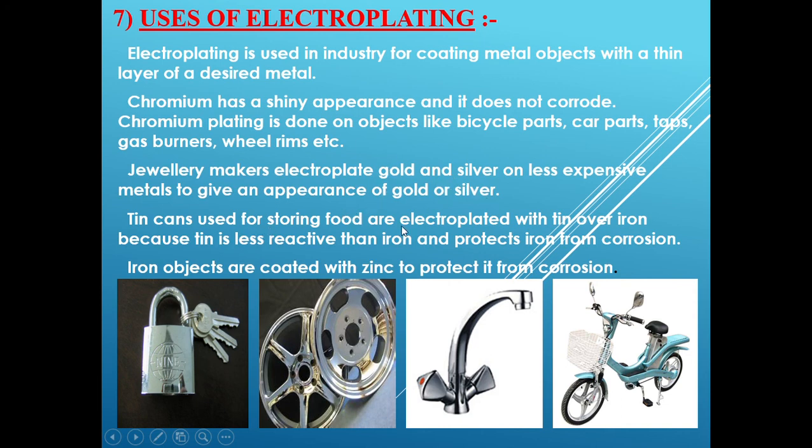Tin cans used for storing food are electroplated with tin over iron, because tin is less reactive than iron and protects iron from corrosion. What is corrosion? Corrosion is when iron reacts with the moisture outside, you find that iron gets a reddish coating of rust formation, isn't it? So that itself is corrosion. That will make the iron become weak also. So better that it is galvanized, isn't it? You know that in lower classes you have read about galvanization also. So to protect iron from corrosion, you can have another metal like tin deposited over that. Iron objects are coated with zinc to protect them from corrosion. That is also there. So one metal depositing on another.